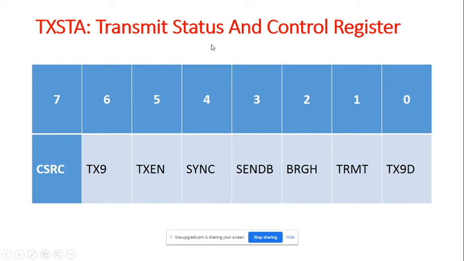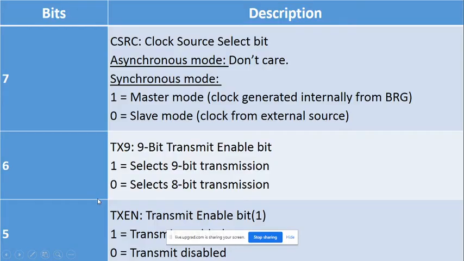Okay, now this is an 8-bit register, that is bit number 0 to bit number 7. Now we will discuss the meaning of each bit here. Bit number 7 is the clock source selection bit. In asynchronous mode there is no need of a clock source, so it is a don't care, and this bit is not considered. For synchronous mode we set it to 1 or 0 as per the clock source, whether it is from the master or from the source. But in our practical we are using asynchronous mode, and that's why we are not considering bit number 7.